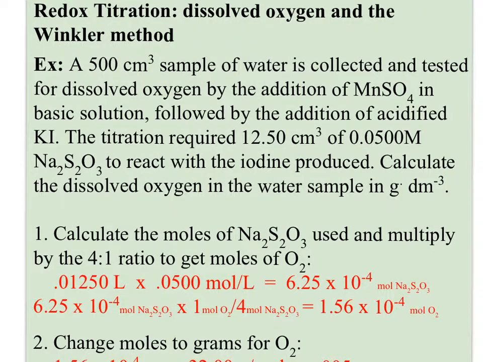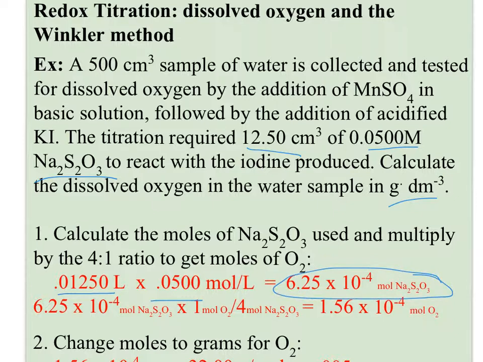So if we were told we had a 500 centimeter cubed sample of water collected and tested for dissolved oxygen by the addition of MnSO4 in a basic solution, followed by the addition of acidified KI, the titration then required 12.5 centimeters cubed of 0.05 molar Na2S2O3 to react with the iodine, calculate the dissolved oxygen in grams per decimeter cubed. We don't have to write down all the equations for this. What we need to do is take our 12.5 centimeters cubed and change it to liters, multiply by the molarity, and figure out how many moles of Na2S2O3 was used.